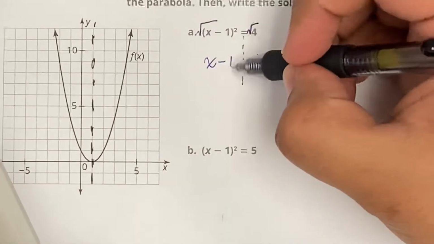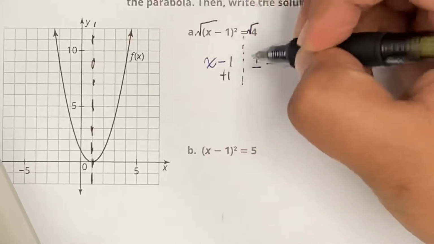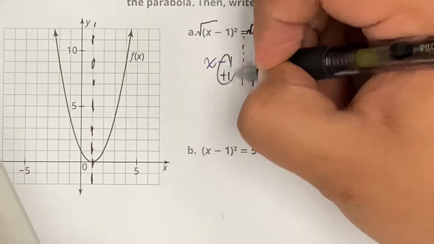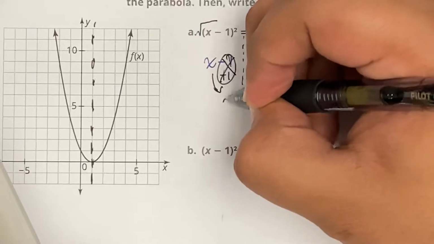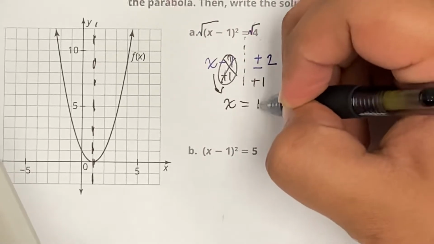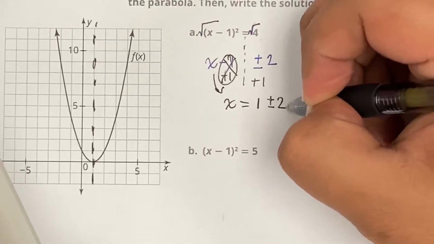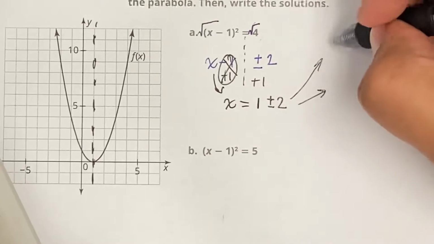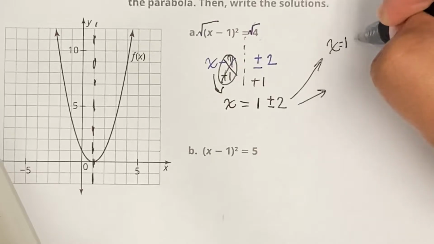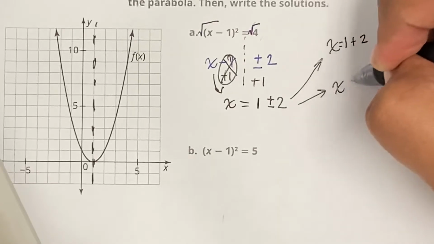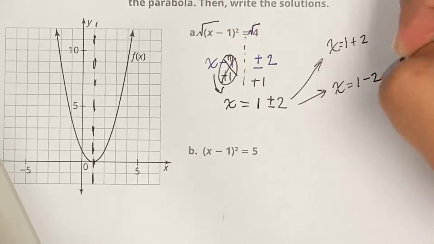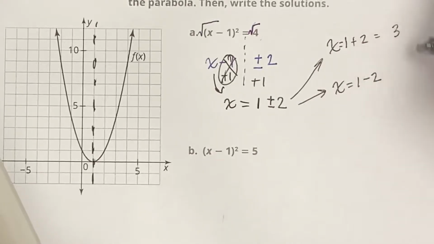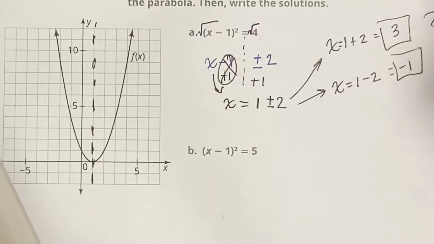Okay, after that, got to move this minus 1 over, plus 1, plus 1. There's my x, started with the 1, and then the plus or minus 2. Again, what does this mean? There are 2 answers. X equals 1 plus 2, and x equals 1 minus 2, which just gives me 3 and negative 1.